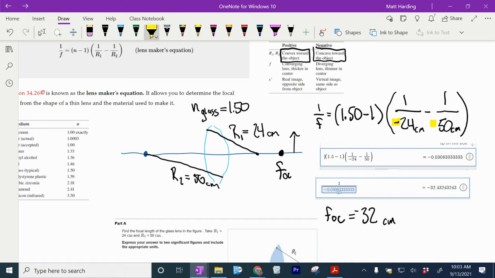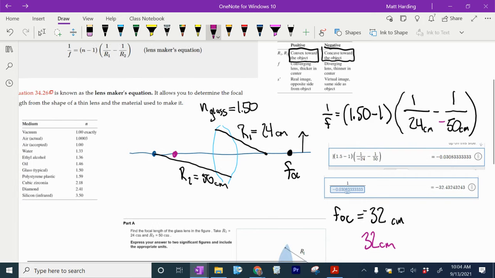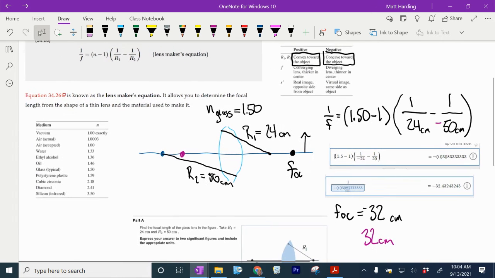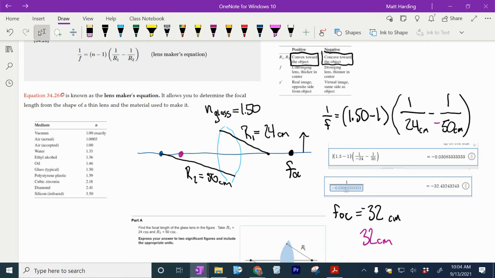If I do that, I get negative 32, which makes me think that I'm finding something on the other side of the lens. But if I make the 24 positive and I make the 50 negative, then I get positive 32. And that's the keyed answer here. So I don't know if anybody pulled anything out from the reading that made it clear. Yeah, Augustine, what do you think?